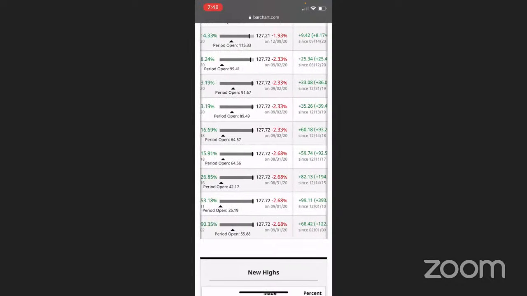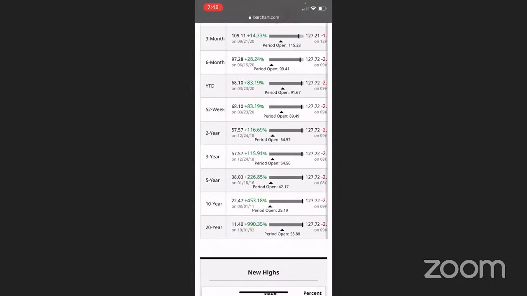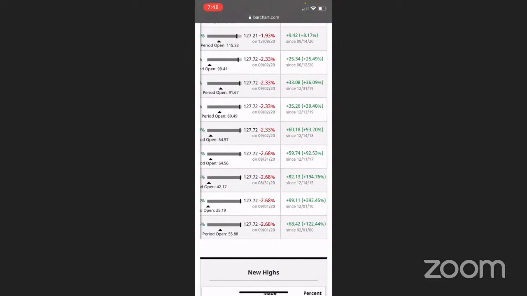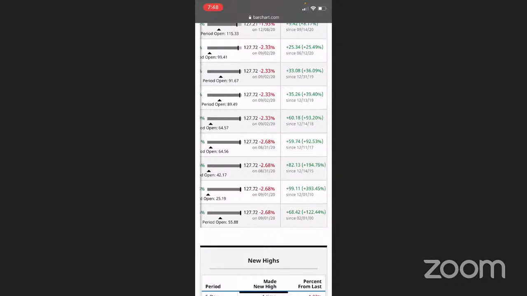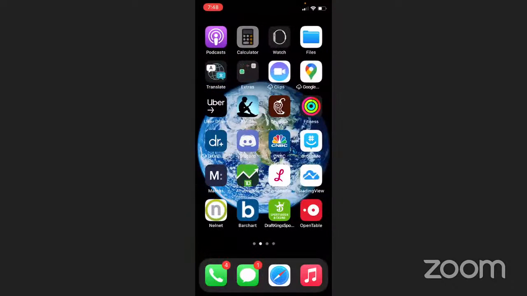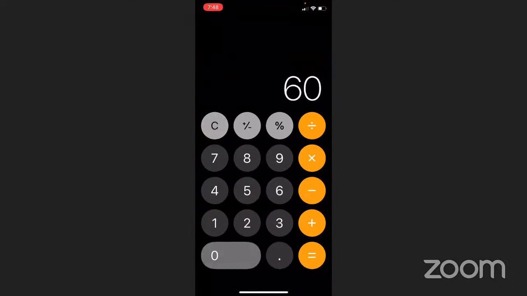So we're looking at how long the option is, and then we're going to divide by how long we're going to stay in the position. Since it's a 2-year option, we're going to stay in the option for 1.5 years. So you see that 60.18, we're going to round that down to 60, and we're going to do 60 divided by 1.5. So 60 divided by 1.5 equals 40.